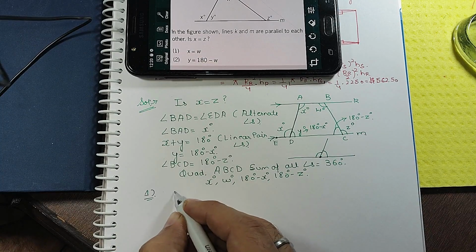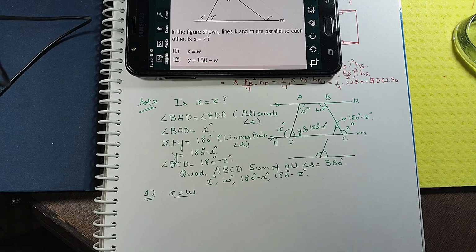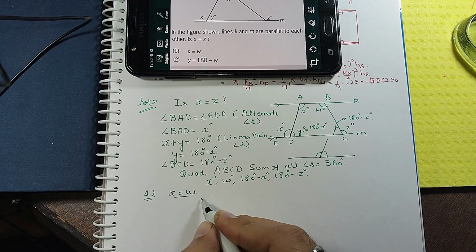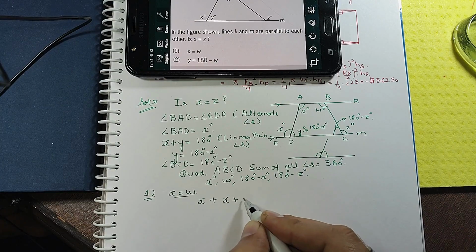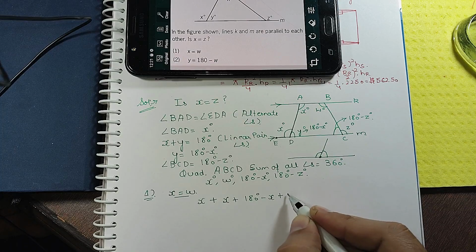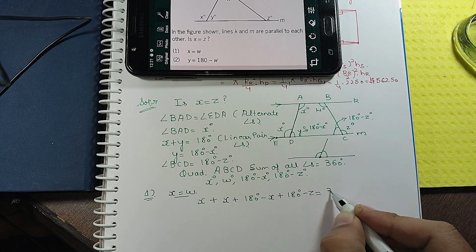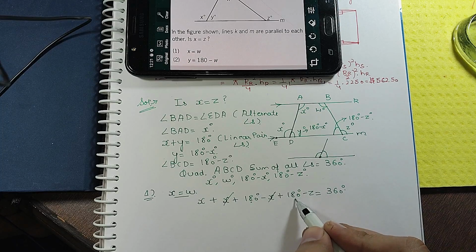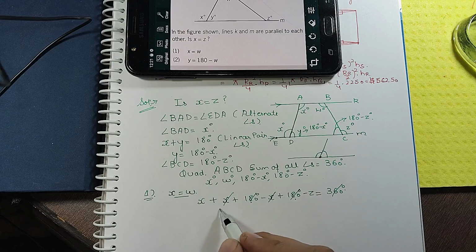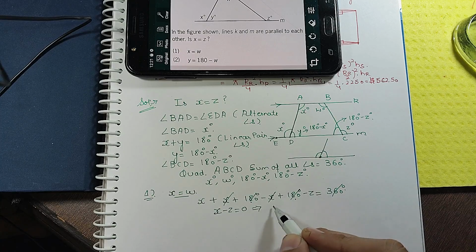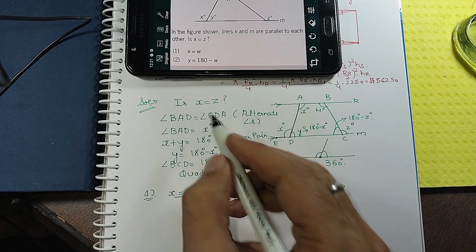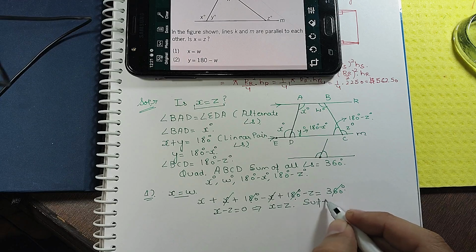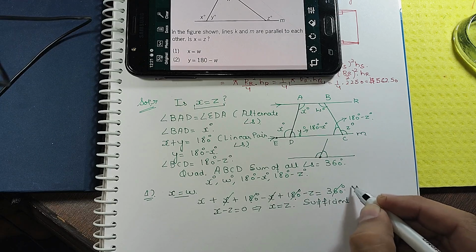Statement 1 says that x is equal to w. So I can write x over here. So x plus 180 degree minus x plus 180 degree minus z should be equal to 360 degree. From here x and x get cancelled, 180 plus 180 degree is 360 degree, so 360 degree gets cancelled. I would be left with x minus z equal to 0. This implies x is equal to z. So that is what we have been asked, whether x is equal to z degree. So I can say that statement 1 is sufficient. So option A is correct.